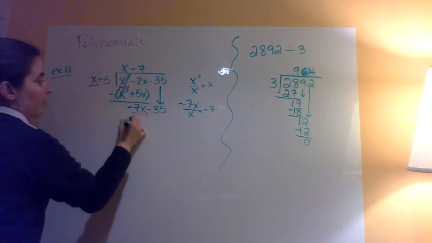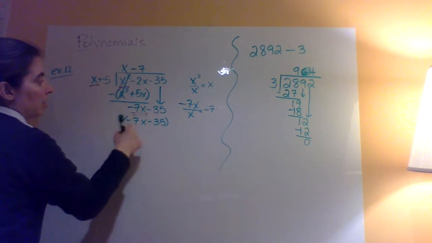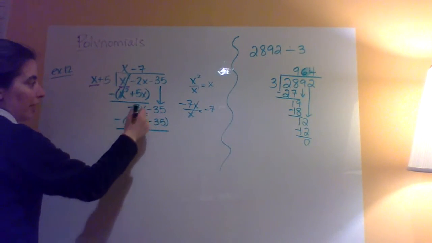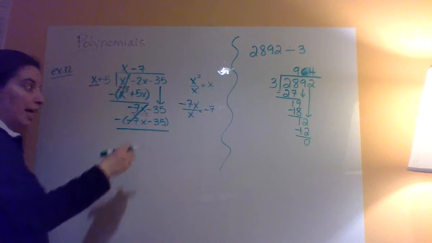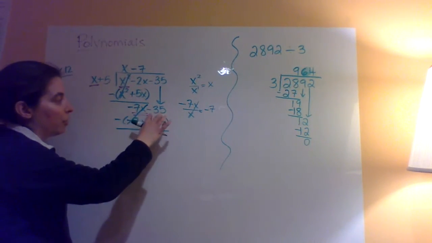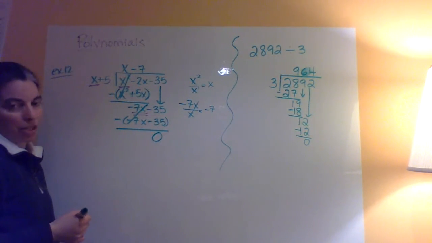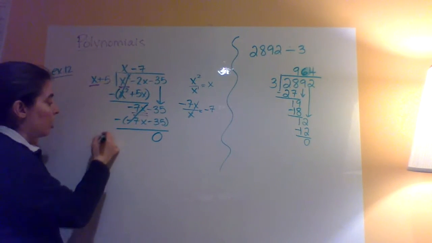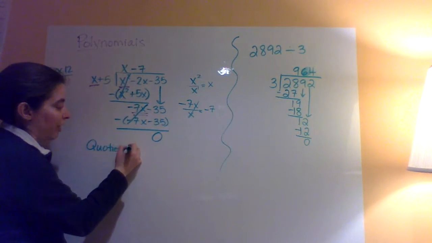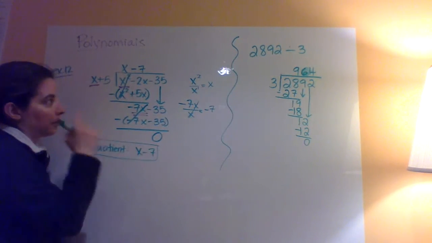Now I multiply. Negative 7x minus 35. Put it in parentheses so I can subtract the whole thing. Negative 7x plus 7x cancels out to 0. Again, every time you go to subtract, those first terms are going to cancel out. Negative 35 plus 35 is also 0. Similar to over there, we have a remainder of 0. So the answer is called my quotient for any division problem. My quotient here is x minus 7.